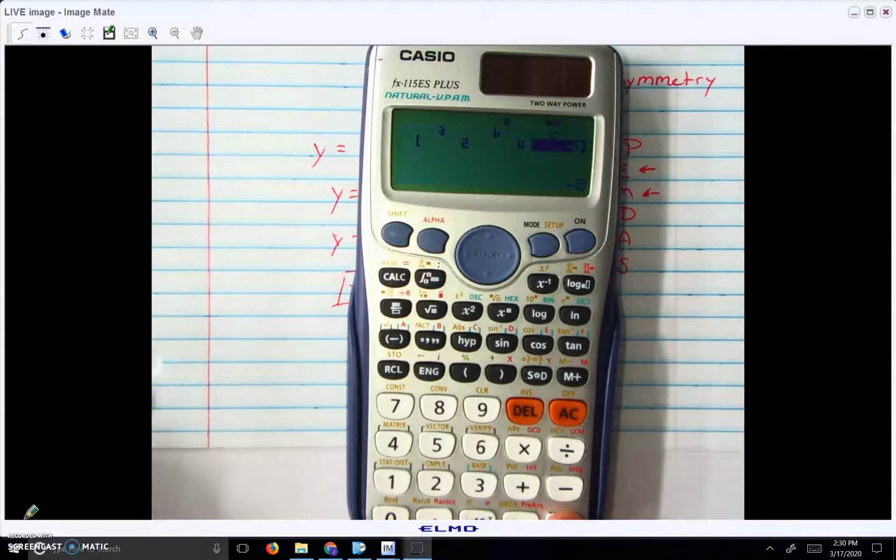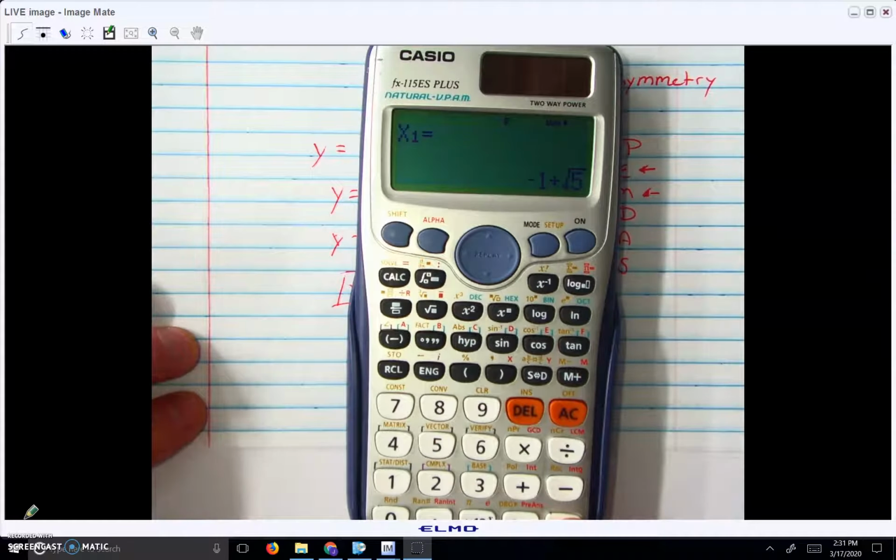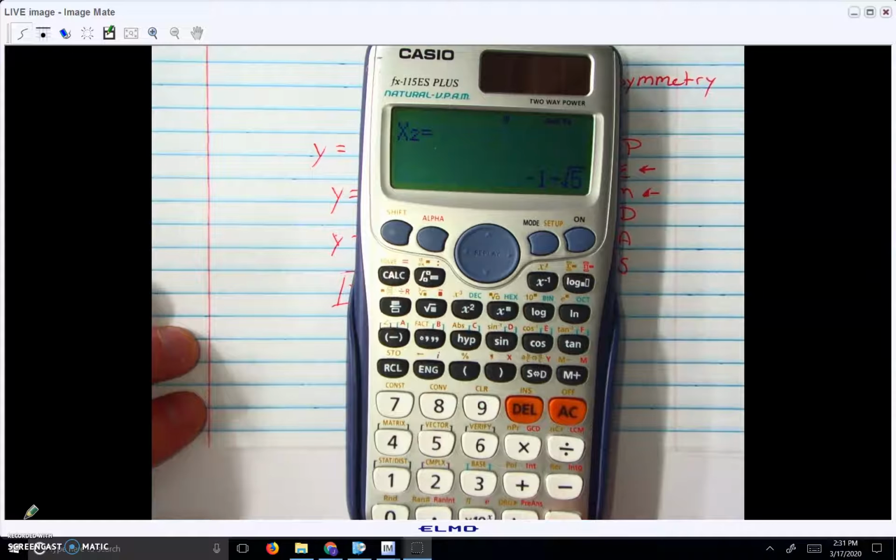Then I have to hit the equals key a second time, and it will tell me x1 equals -1 plus the square root of 5. So if I was looking for the zeros or the x-intercepts, that's my first 0 or x-intercept. If I hit the equal sign again, it goes to x2 equals -1 minus the square root of 5. That's my second 0.